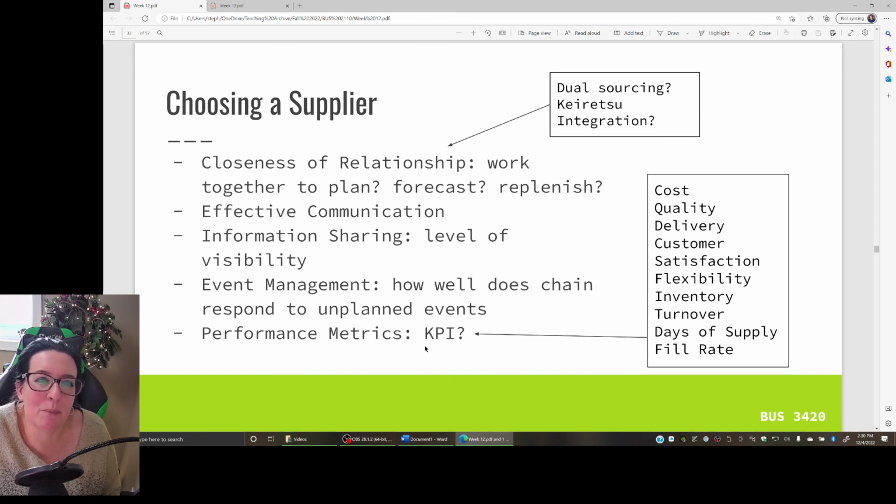What level of information sharing are you going to have? What level of visibility will they have into your company's operations and processes? Will you work together to forecast demand, to plan in terms of, we talked about pre-sourcing, in terms of that design? Maybe you're going to have an agreement with your supplier in terms of replenishment.